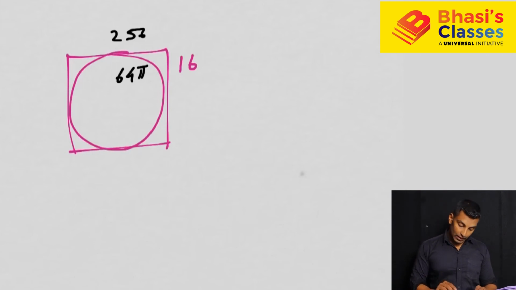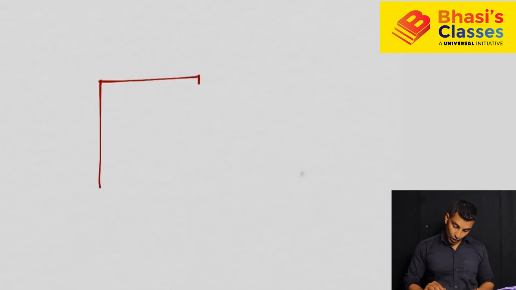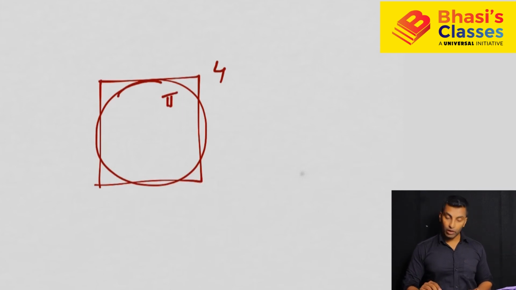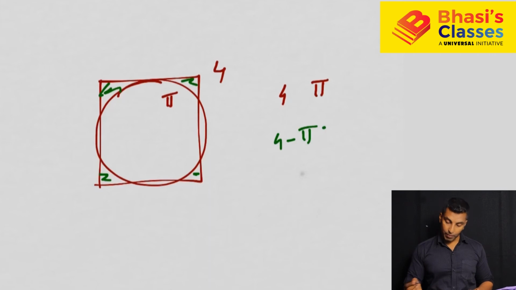In this question, what is actually asked is this region. We know this too, so 256 minus 64 pi. If you generalize, you have a square and a circle. This is 4, this is pi. So area of the square is 4, area of the circle is pi. The area in between, that is these areas if you add them, is 4 minus pi.